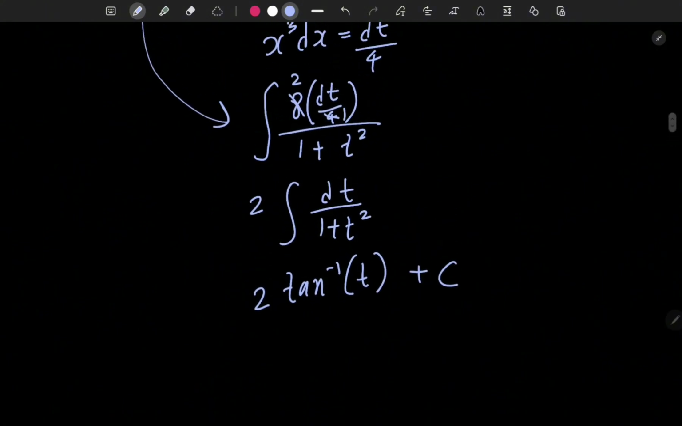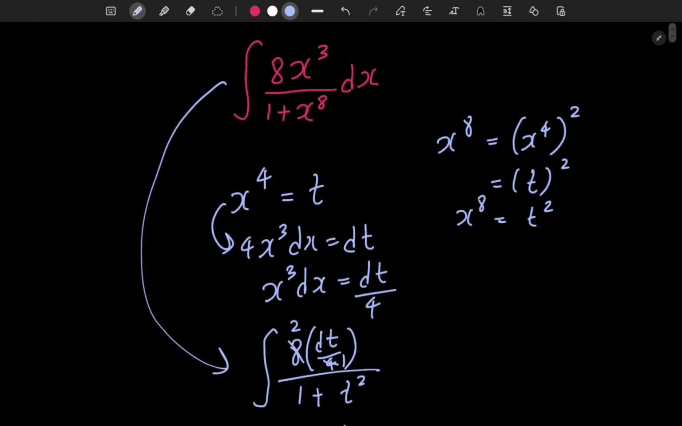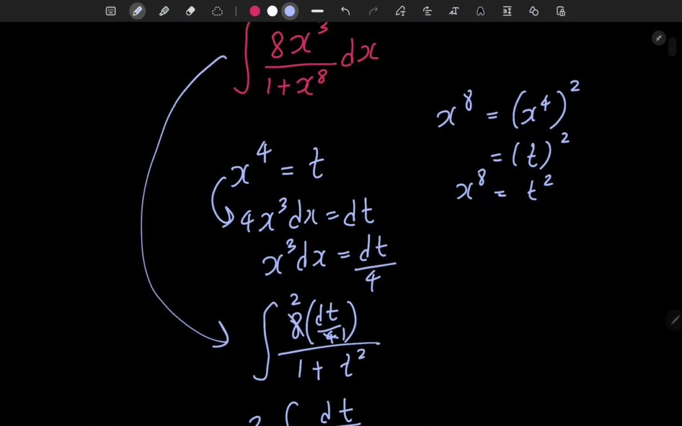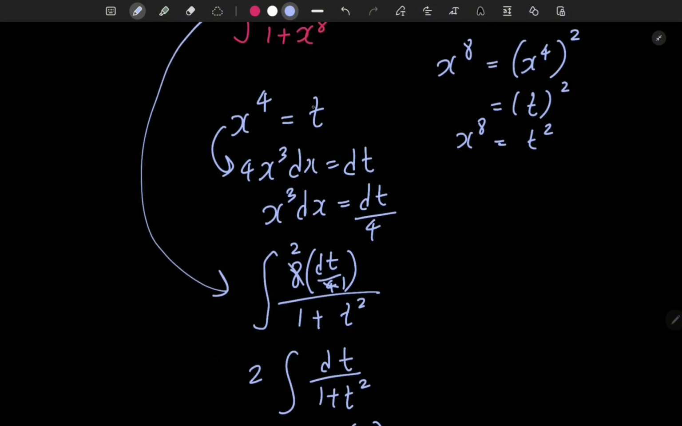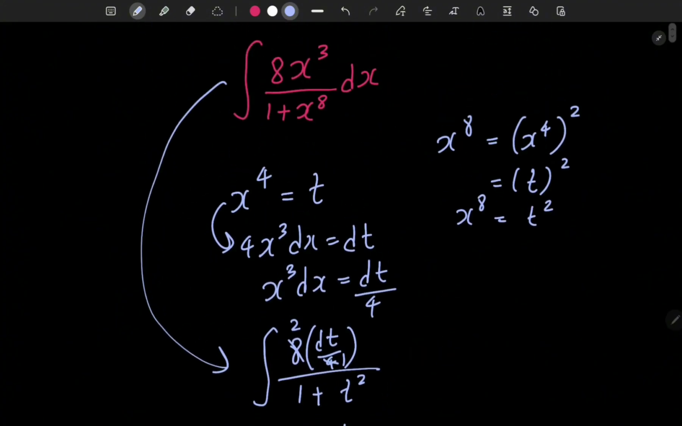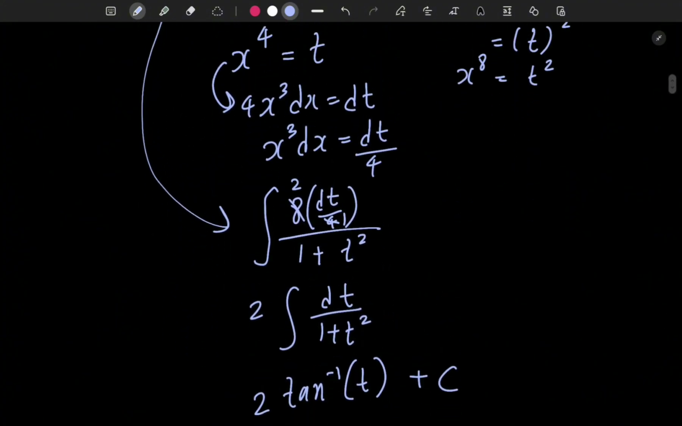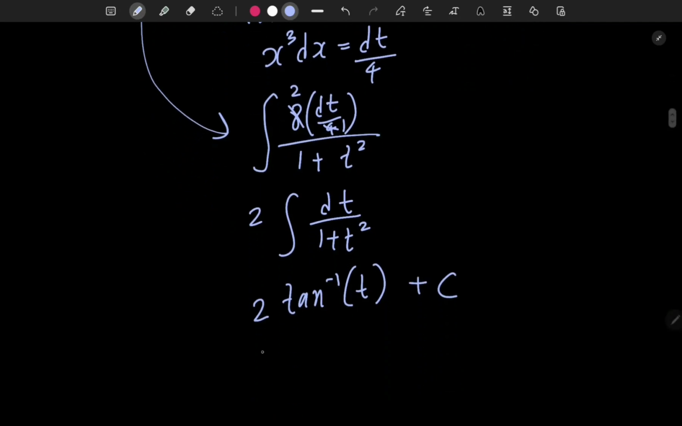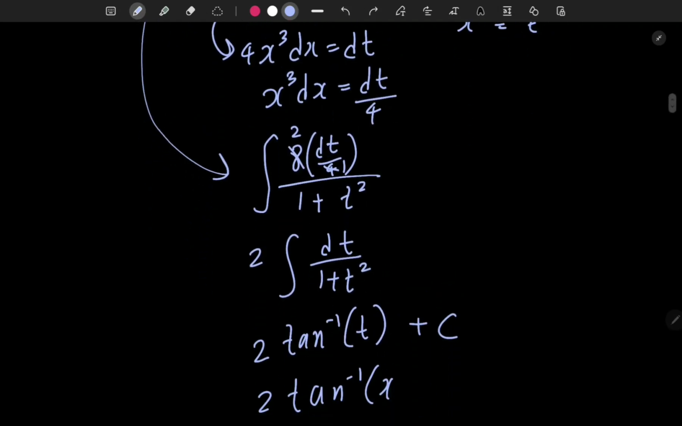Okay, this is the solution, but in the integral they are asking in x, right? Here I took a substitution in t, that's why the answer is in t format. So I have to turn this answer back to x. I know that t is equal to x to the fourth, so I am simply writing this as 2 tan inverse x to the 4 plus c.